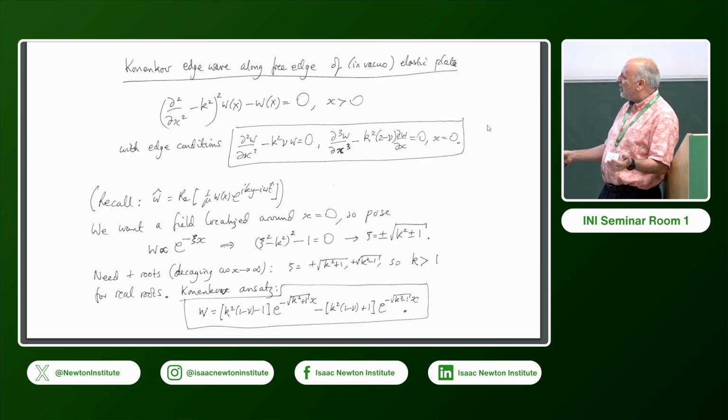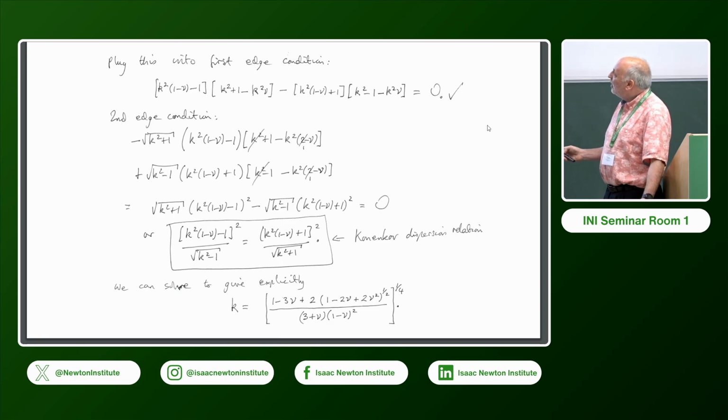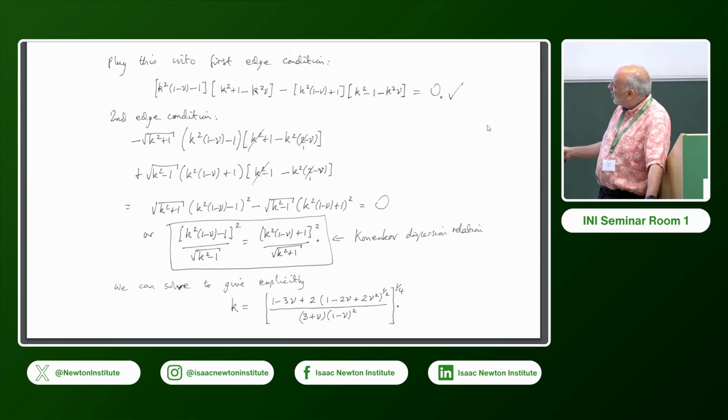And of course it's linear, so I could have any multiple of this solution. If I plug it into the first equation, then this is the same as that. So it gets 0 because of the form of those coefficients I chose. And the second one gives me these 2 terms, which I can rearrange to give me that, or I can rearrange into this form. And this is the Konenkov form that people write down.